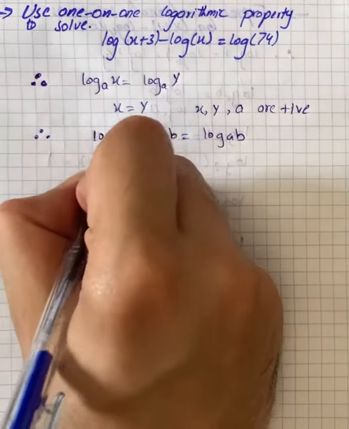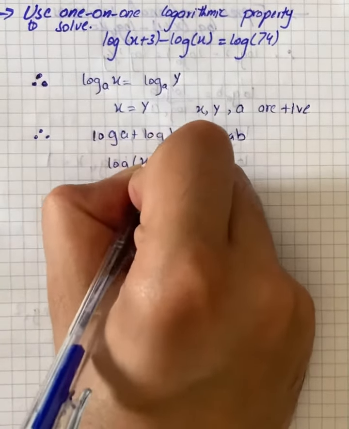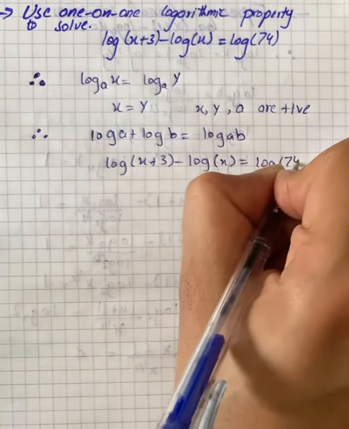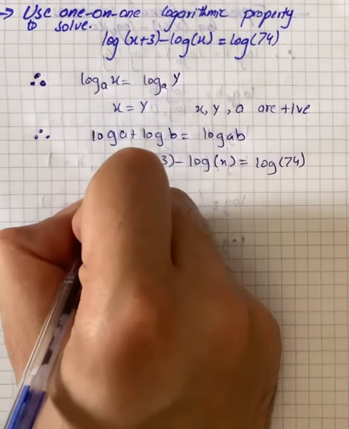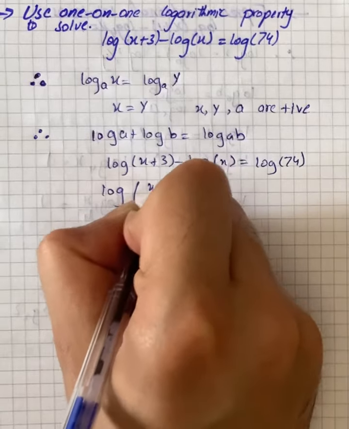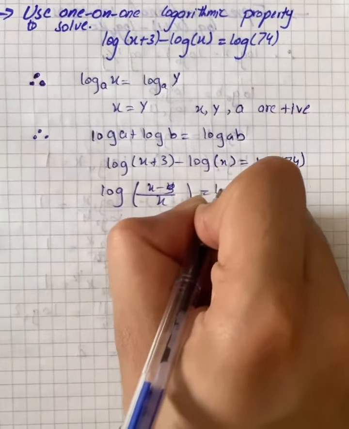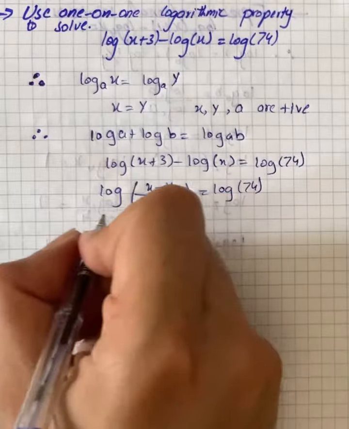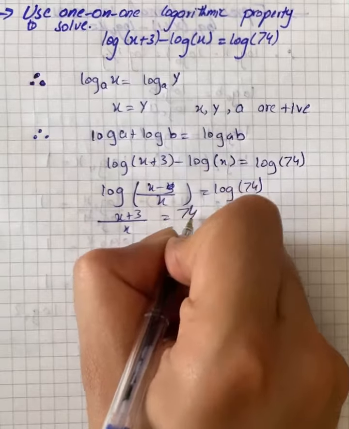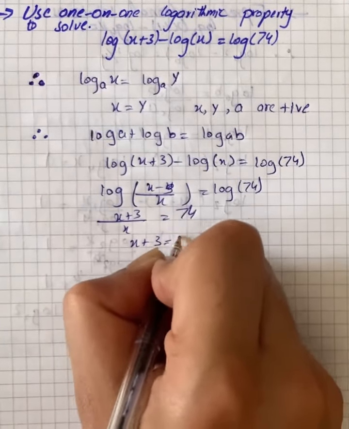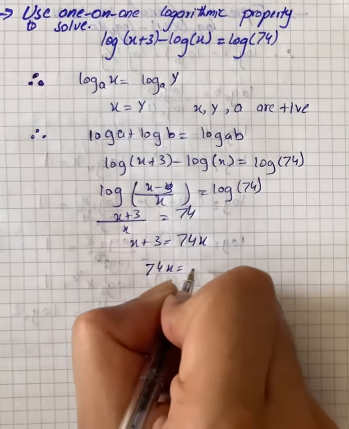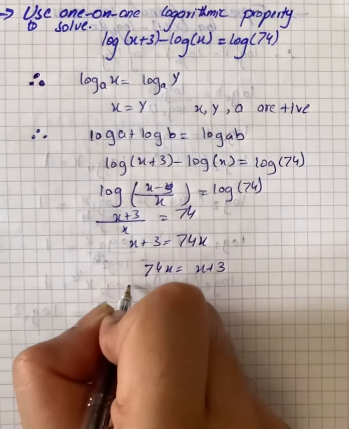We have log(x + 3) minus log x is equal to log 74. We'll start by applying the quotient property, which gives us log of (x + 3) divided by x, equal to log 74. Then we have (x + 3) divided by x is equal to 74. Then we have x + 3 is equal to 74x, and 74x is equal to x + 3.